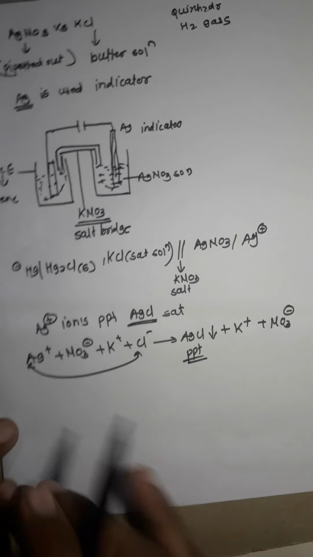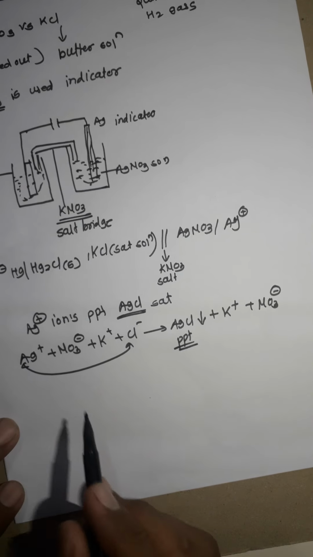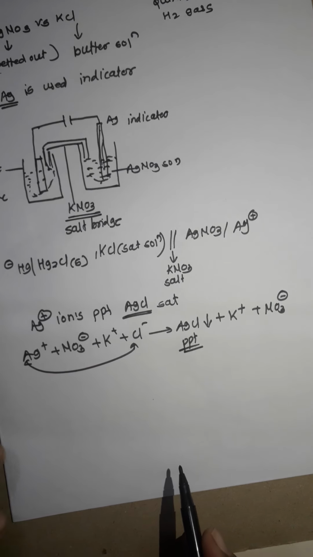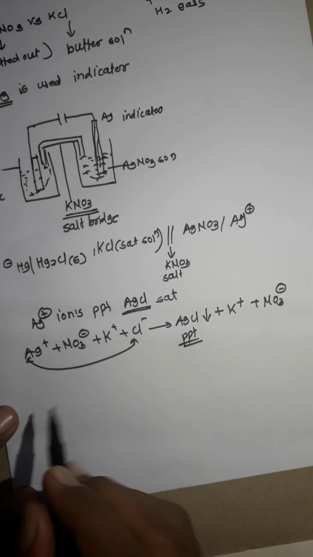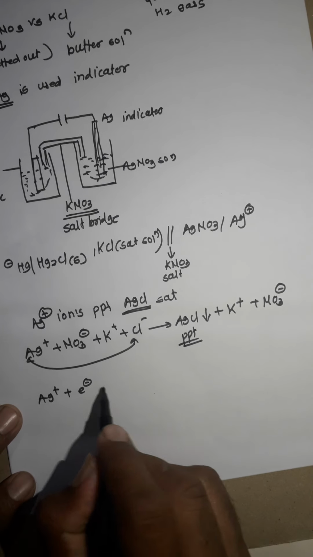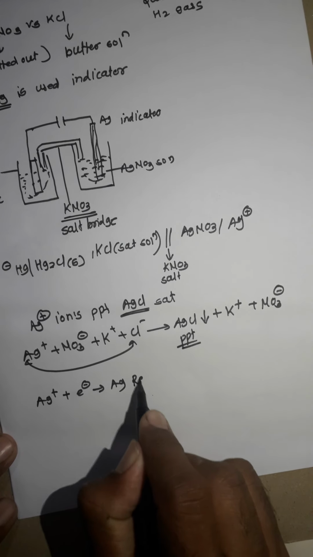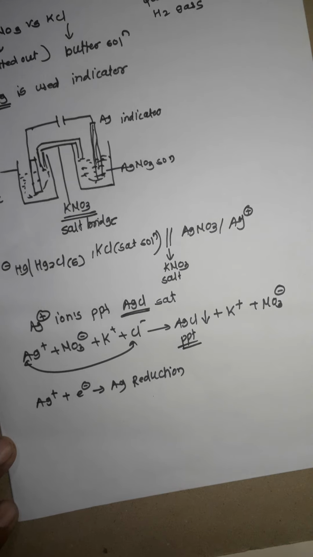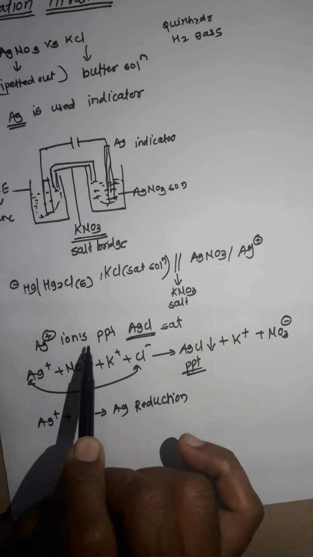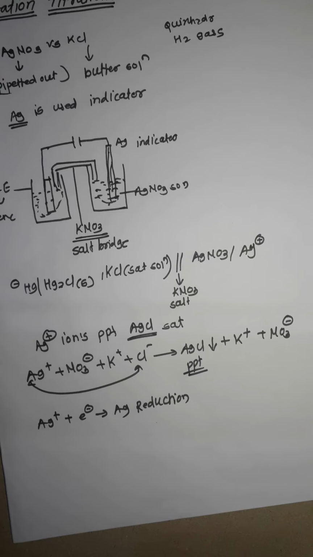In this titration, the Ag+ is the positive electrode. That's why this electrode undergoes the reduction reaction. See, Ag+ plus e- gives Ag, which means reduction takes place. In this titration the Ag+ ions are formed to precipitate AgCl. That's why this titration is called precipitation titration.